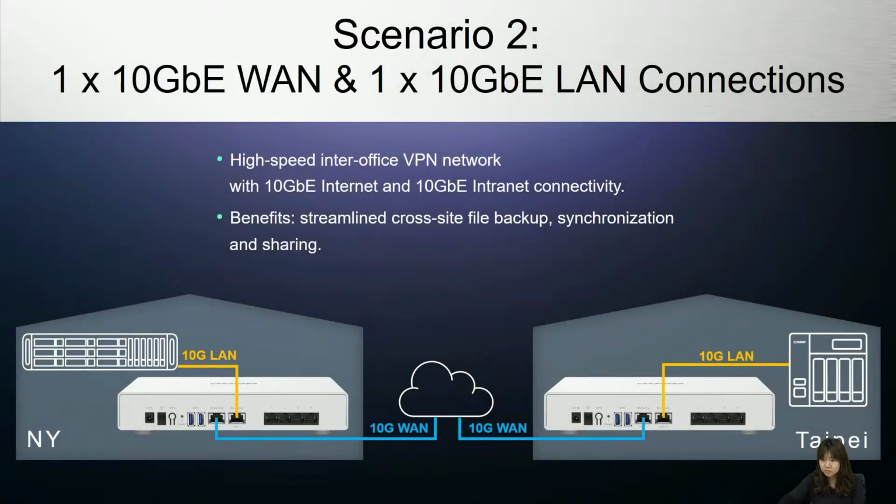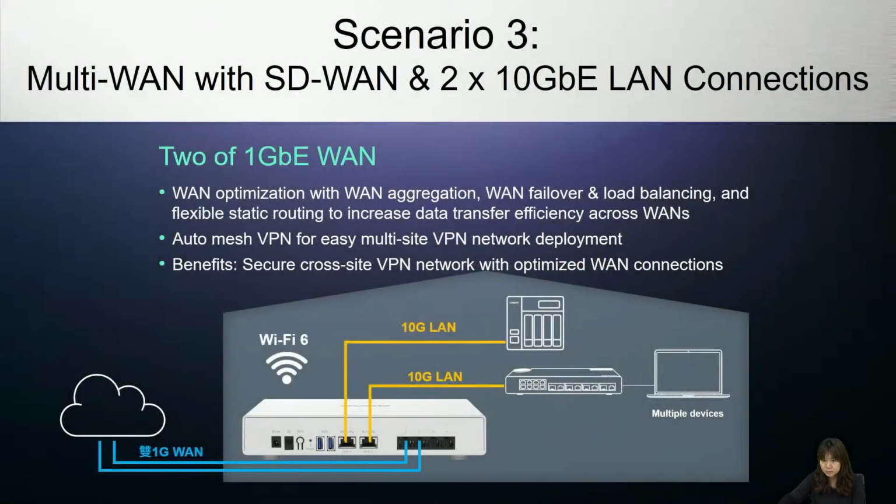Or if you need cross-region backup, you can set one of the 10 gig ports to be WAN and the other one to be LAN for streamlined cross-site file backup or synchronization. Or you can set 2 of the 1 gig ports to be WAN, so that when you are doing important data backup, the transmission will not be interrupted. And also if you enable QWAN on QHora when you are using two WANs, QWAN will help you do WAN aggregation, failover, and load balancing.